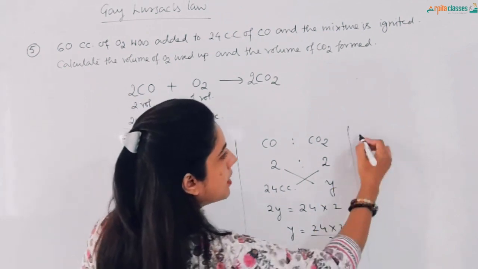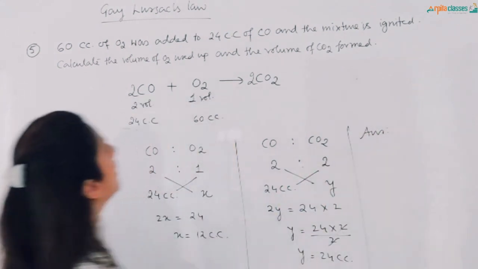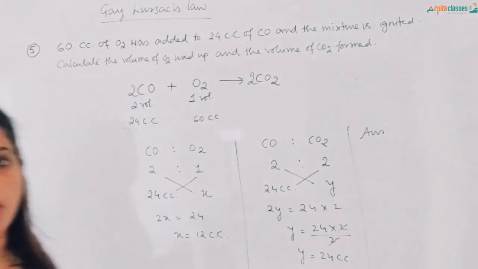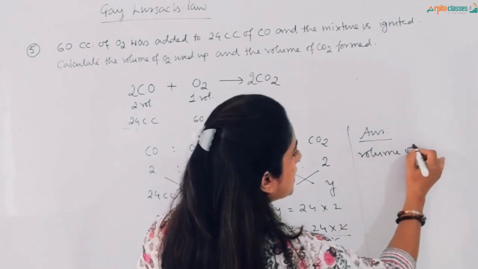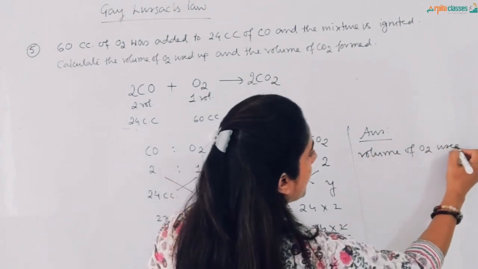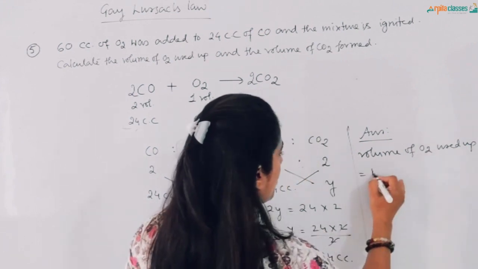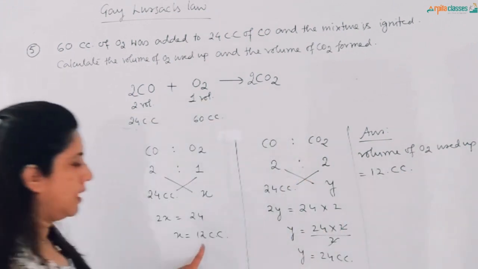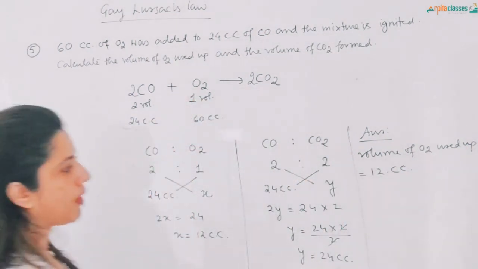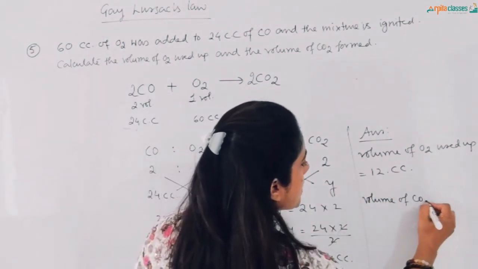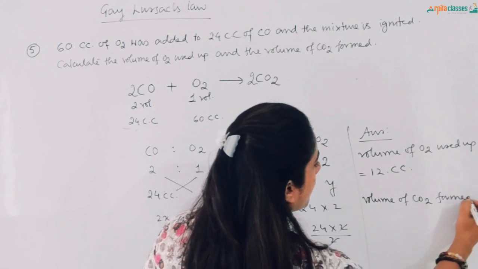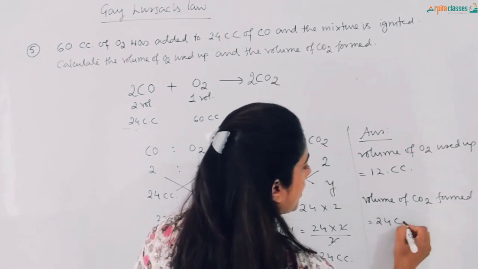So in the answer, we are going to write down that they are asking to calculate the volume of oxygen used up. So here you have to write volume of oxygen used up is equal to 12 cc, and the volume of carbon dioxide formed. So volume of carbon dioxide formed is equal to 24 cc.